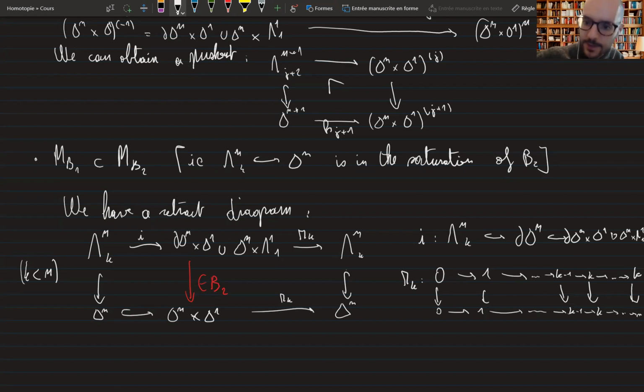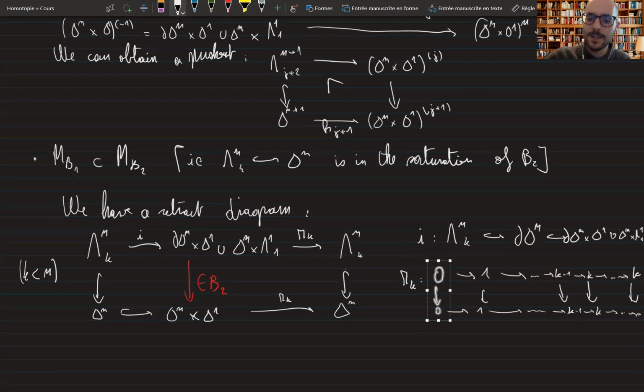Okay, so let me explain what I've written here. This is a map that takes two parameters, right? One from delta n and one from delta 1. So this is the delta n and this is the delta 1. And you have to produce an element of delta n. So just one number from 0 to n. And this is this map.